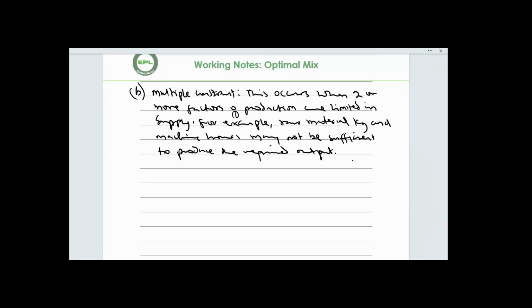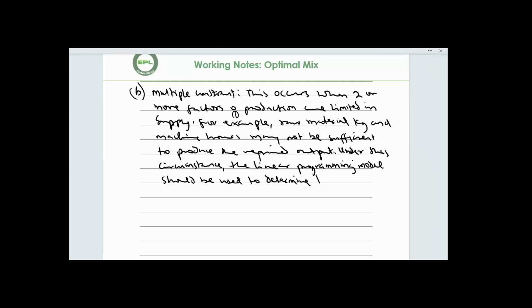Under this circumstance, the linear programming model should be used to determine the production plan that will maximize contribution. So that's the difference between the two.